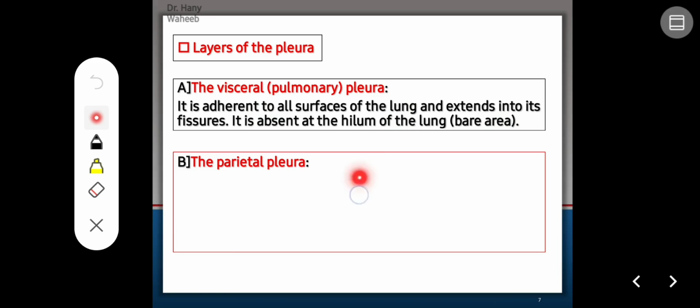Second layer is the parietal pleura. Parietal pleura, it is the outer layer of the pleura. The parietal pleura has four parts. It is divided into four regional parts according to the region.